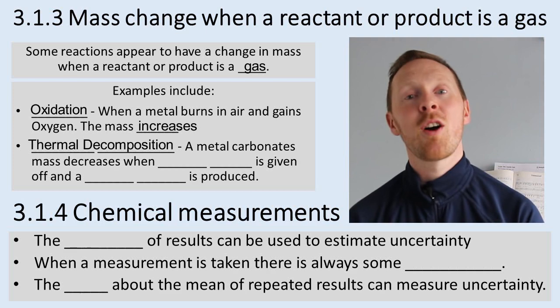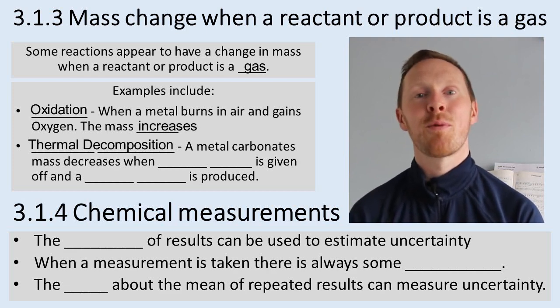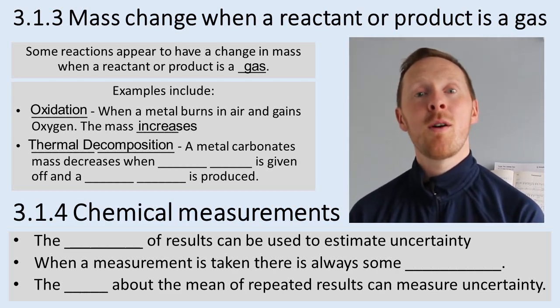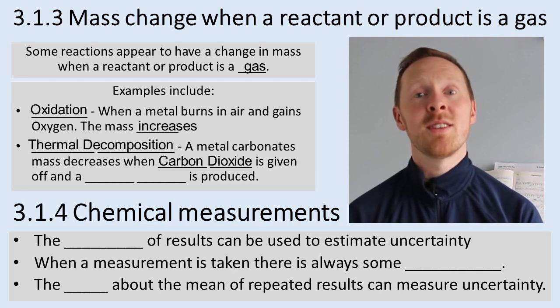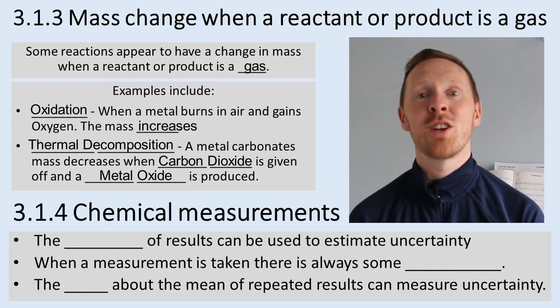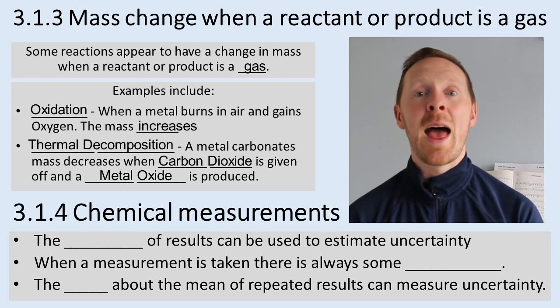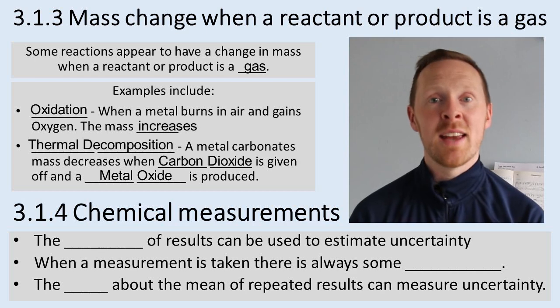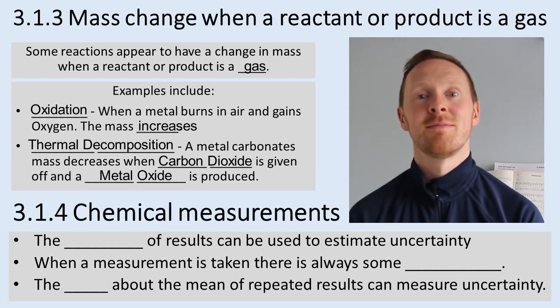Also, if you take the mass of copper carbonate and compare it to the mass of copper oxide, you'll realise the mass goes down. This doesn't break the law of conservation of mass. This happens when carbon dioxide has been given off, and a metal oxide is the other product formed in that reaction. So make sure you know those examples, make sure you can explain those examples, because they do not break the law of conservation of mass. What they do is they show that a product or reactant is a gas, so it's either been gained or the mass has been lost.